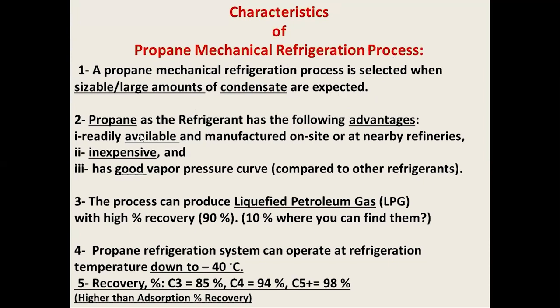All right. Number two, propane as a refrigerant has the following advantages: readily available and manufactured on site at nearby refineries. Yes, the propane is produced as a product in the refineries. Inexpensive, and compared to the freon, for example, it has a good vapor pressure curve compared to other refrigerants. The third characteristic, the process can produce liquefied petroleum gas, LPG, with high percent recovery, 90%. So I ask my students where the 10% go. If we liquefy the 90% of the heavier hydrocarbons, where does the 10% go?